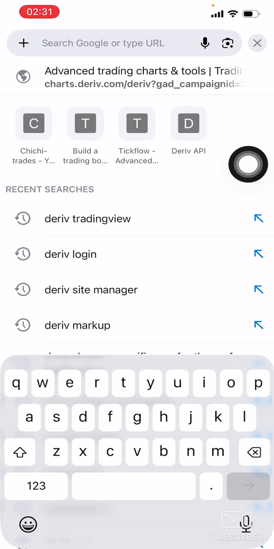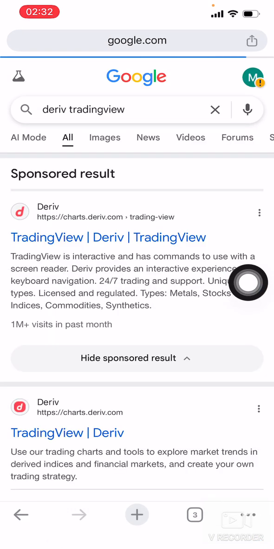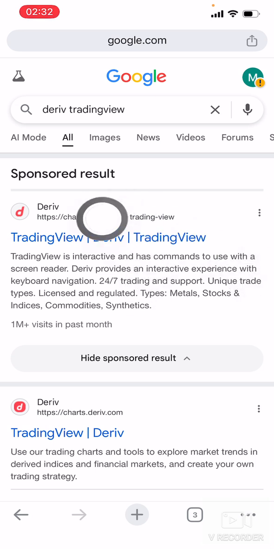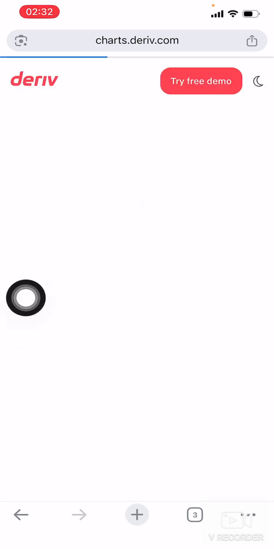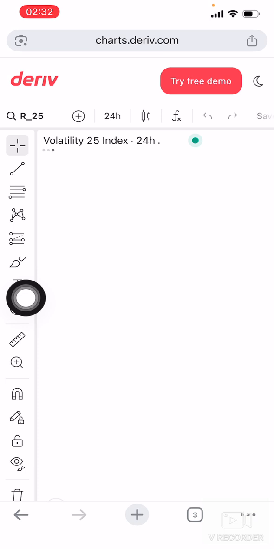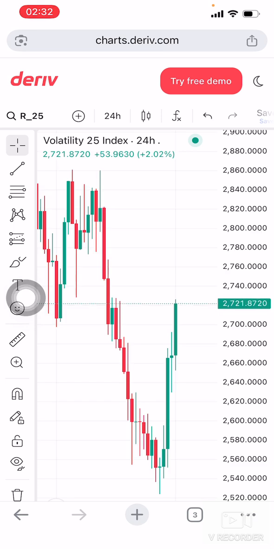Strategy for the Asians market. So the first step, we are going to be using TradingView to analyze our market. We just go to any browser, then search "Deriv TradingView", then click the first link. It will redirect you directly to the Deriv TradingView.